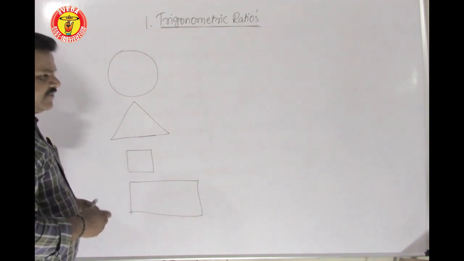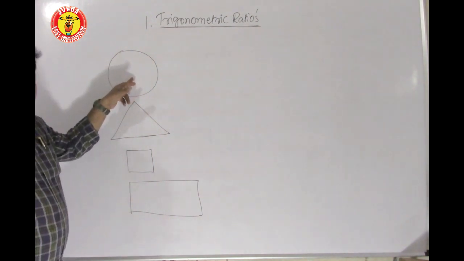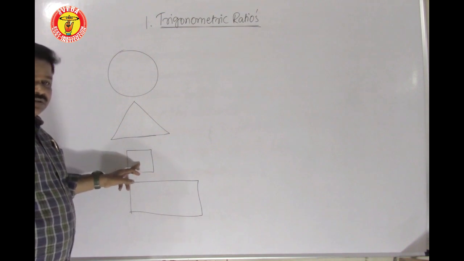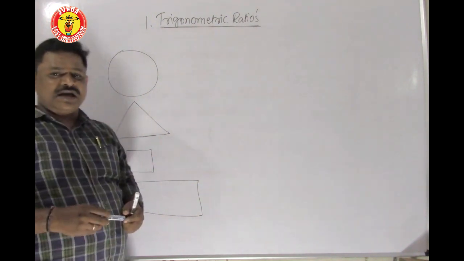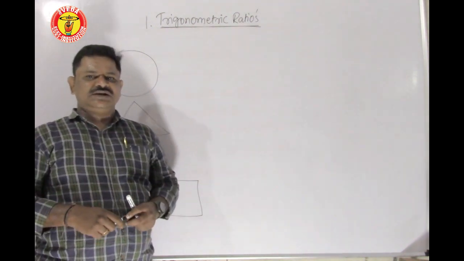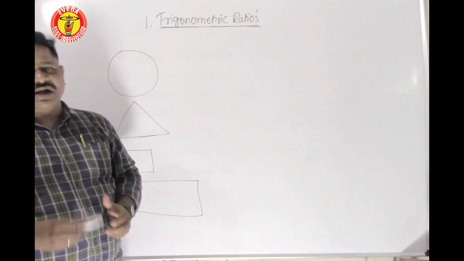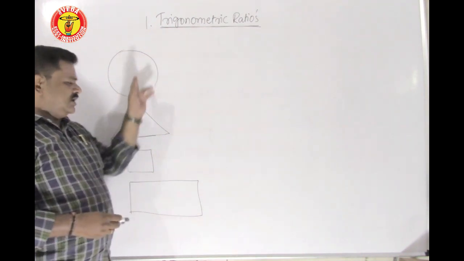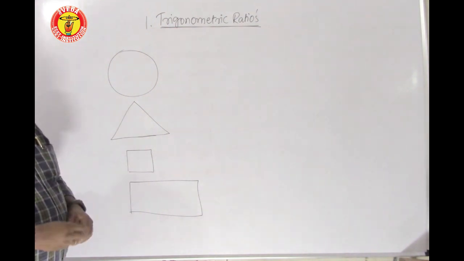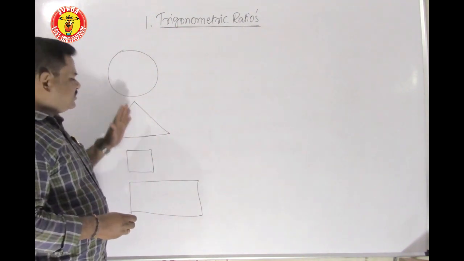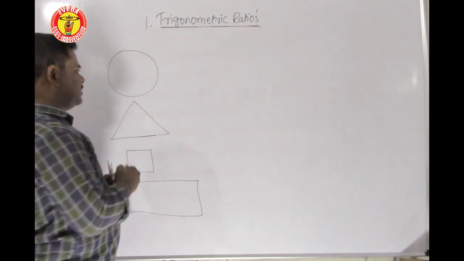Now, how should we identify them? How is it that by seeing them we say this is a circle, this is a triangle, this is a square, this is a rectangle? It is possible because each and every diagram has its own dimensions. Based on their dimensions only, we identify them. All the dimensions are based on only one single point. What is it? Nothing but an angle.